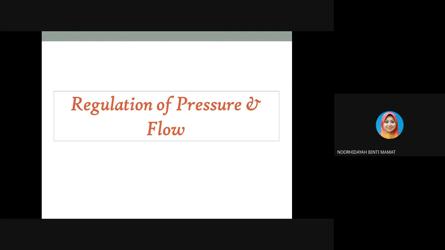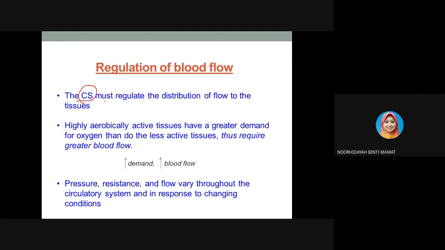Okay, so we move to the regulation of pressure and flow. The circulatory system must regulate the distribution of flow to the tissues. Highly aerobically active tissues have a greater demand for oxygen than less active tissues. This will demand and increase the blood flow. So the pressure, resistance, and flow are varied throughout the circulatory system and in response to changing conditions. It depends on the demand.